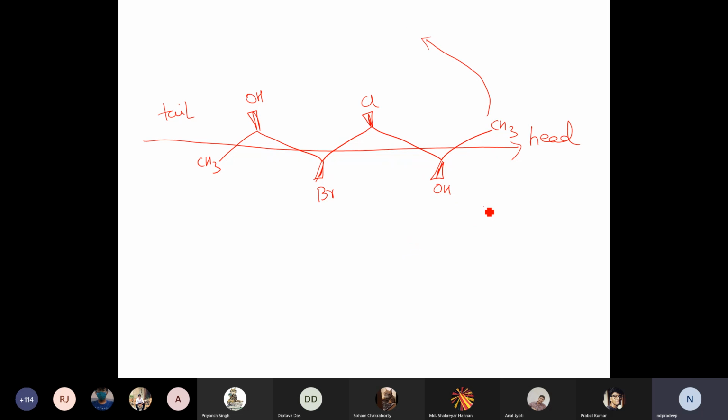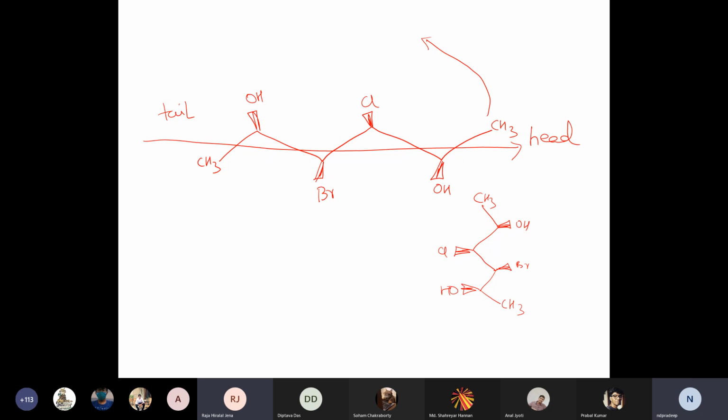So if I make it straight, it will be CH3. Here I will have OH, and here I will have chlorine. Here I will have bromine, and then OH, and then methyl. Up to this is right? Yes, sir. Okay. Now, sir, I have a doubt.